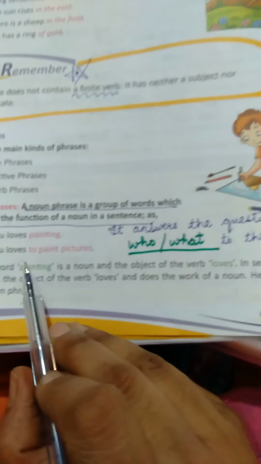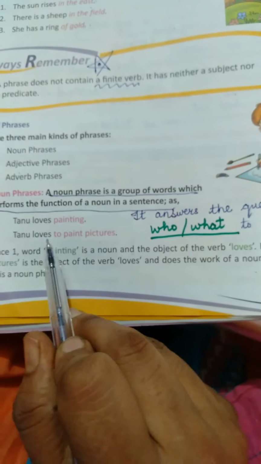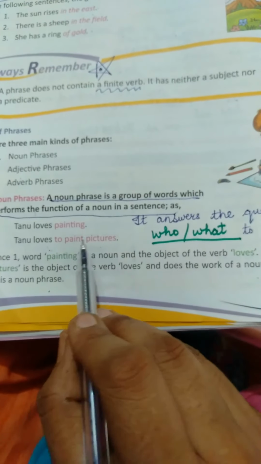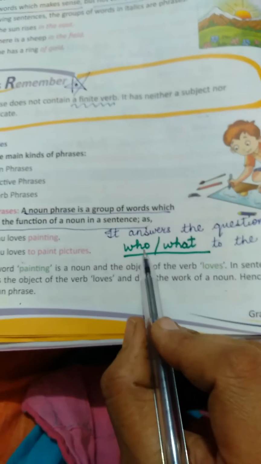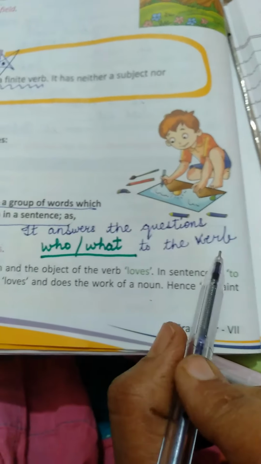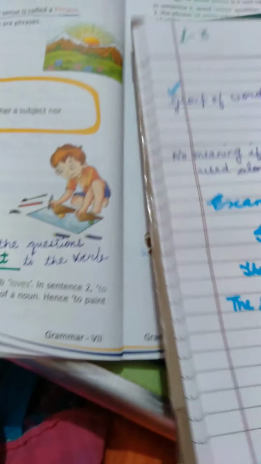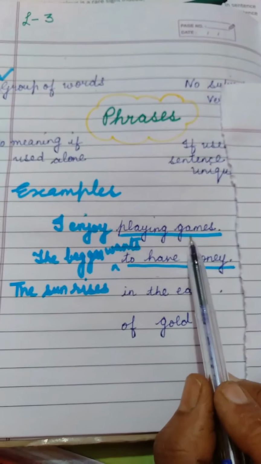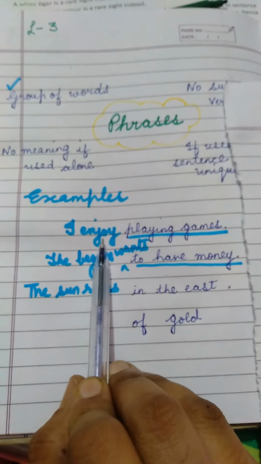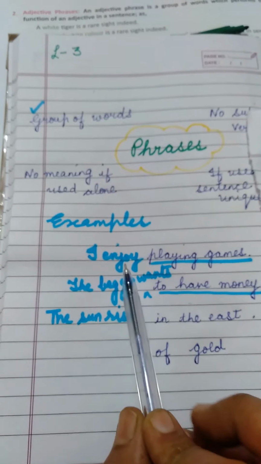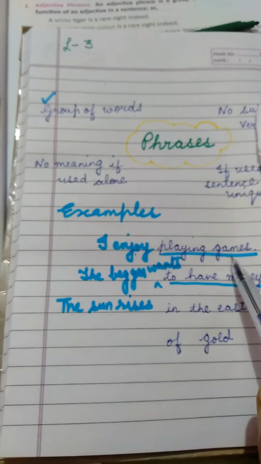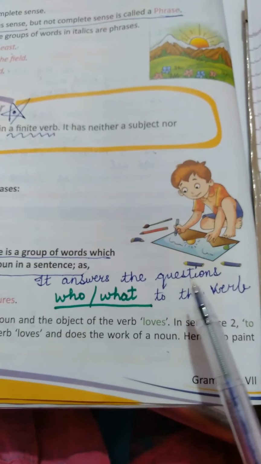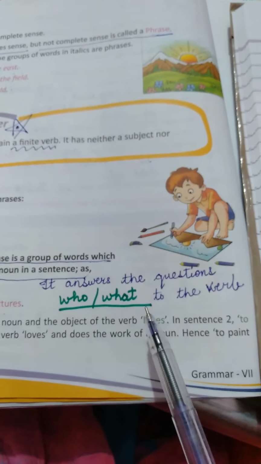Keep in mind, like Tanu loves, what does Tanu love? To paint pictures. So this is a noun phrase, what or who, when it answers the questions who or what to the verb. Like the way we have written, I enjoy playing games. We have already written here, I enjoy playing games. If you ask the question to the verb, what do I enjoy? Playing games. So this is a noun phrase. What do I enjoy? So it answers the questions who or what to the verb.